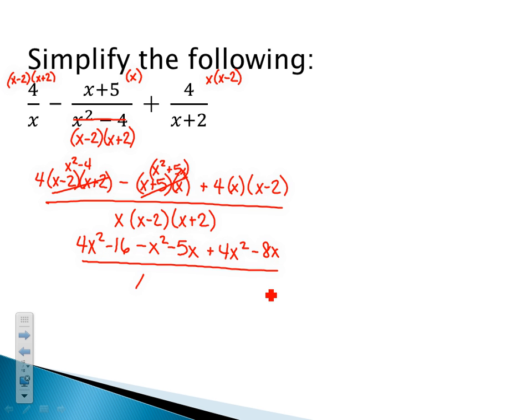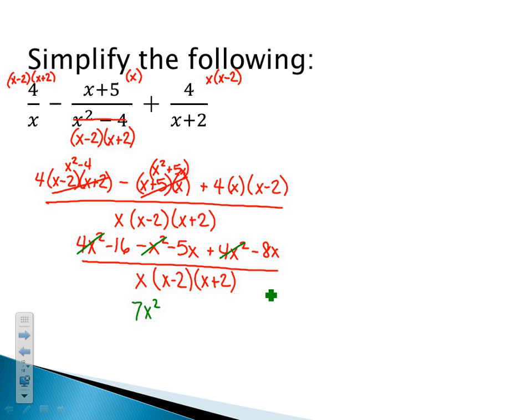All over x minus 2, x plus 2. All right, so obviously there's going to be some simplifying we can do up on the top. All of your x squared terms can go together. So we had 4, negative 1, 4. So that's going to be 7x squared.